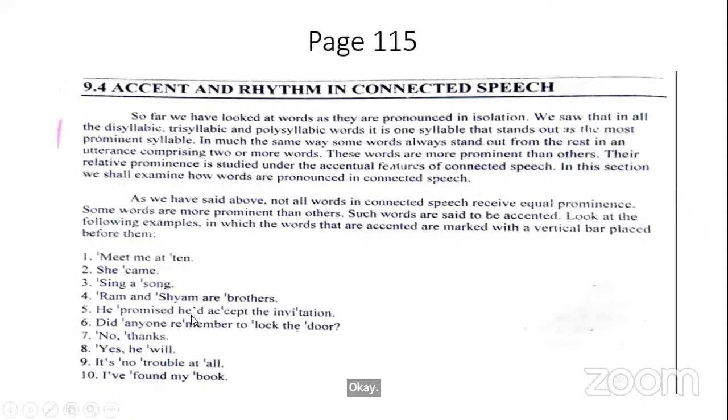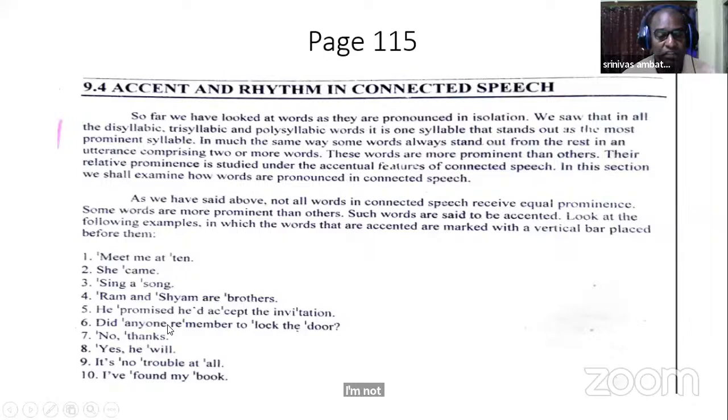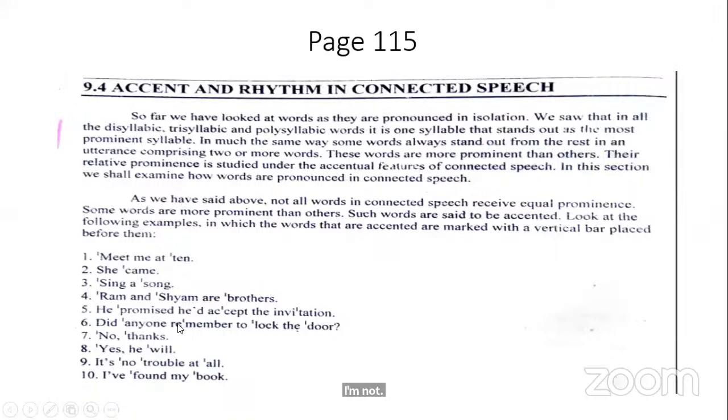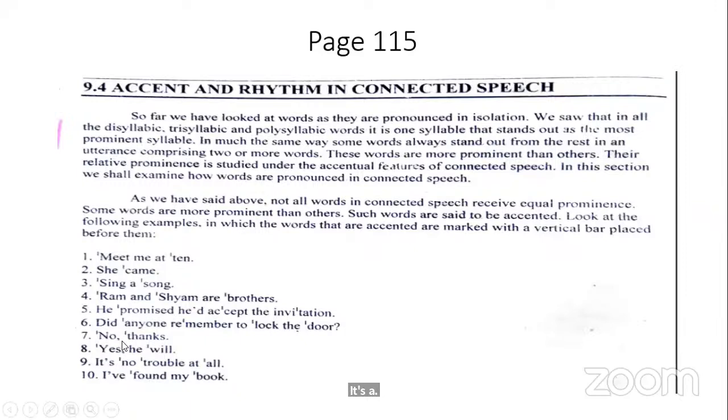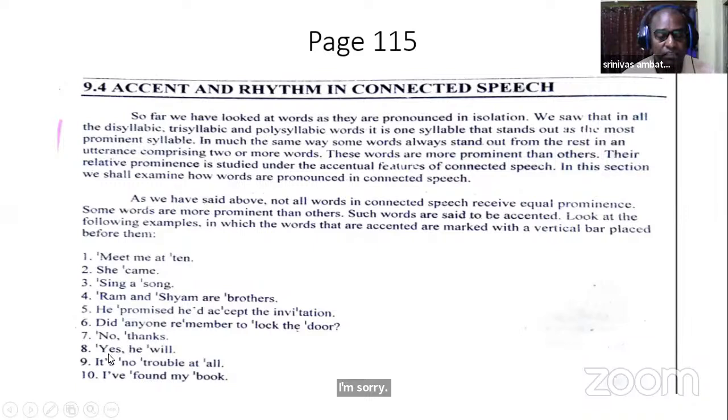He promised he would accept the invitation. Fifth: second syllable, then third, then fourth, then last. Can you see the stress mark? Did anyone remember to lock the door? Seventh one: first and last. Eighth: first and last. He will.